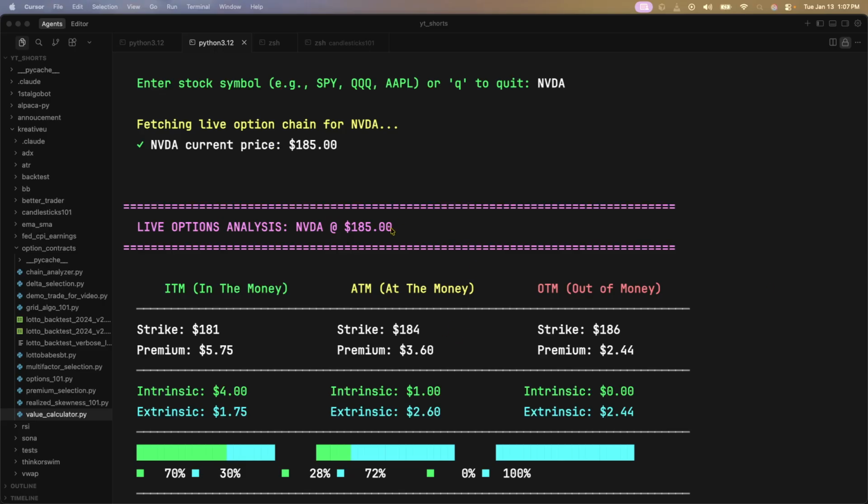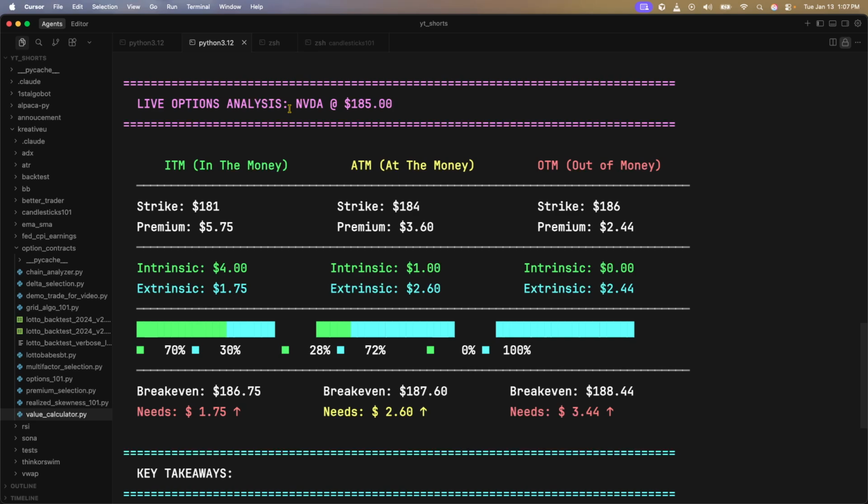We're good. NVIDIA's current price is 185. So if we're doing a live analysis, an ITM, in the money contract, with a strike of 181, it's going to cost us $575 to get into this contract. $4 of it is all intrinsic, and 175 is the extrinsic. So we have a 70-30 split here for the in the money, or ITM, contracts.